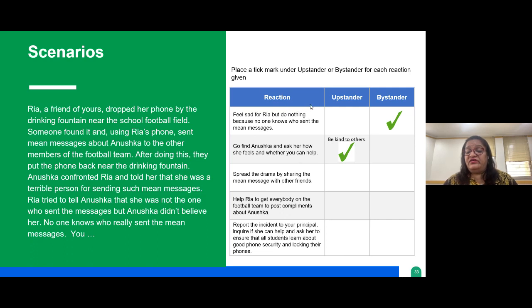Okay, let's see reactions coming. You're a bystander. Okay, let's see other people, bystander. Yes, that's the correct way of identifying.